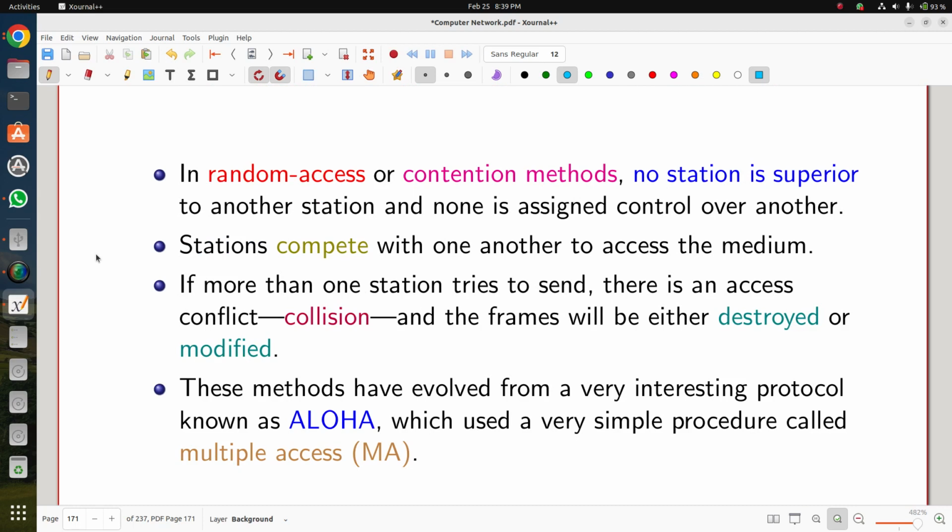So that means you are not giving any specific timeline, deadline, or interval within which you can transmit. In random access protocol, any station can transmit anytime, and no station is superior and no station is inferior. So all stations are equal, and any station can try to grab the channel. Since we are giving freedom to everyone, anybody can use it.